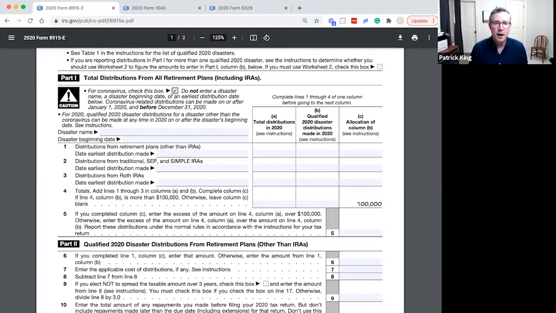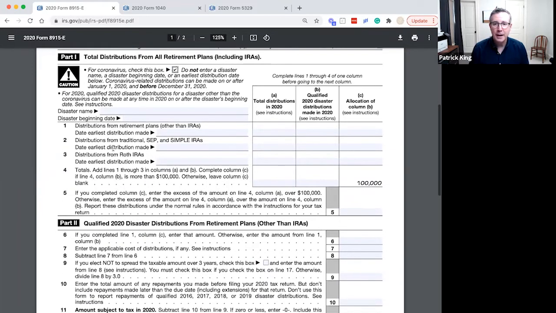So you just check this box right here in part 1. You don't have to fill out the disaster name or the beginning date or any of these dates because as you see, the disaster of coronavirus lasted all of 2020, and some would argue that it is continuing to drift into 2021 a little bit. So anyway, that's all you have to do there.